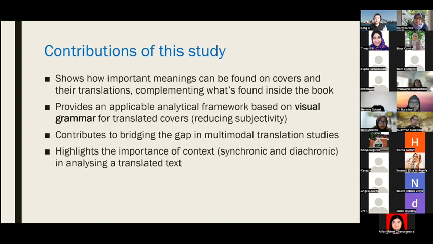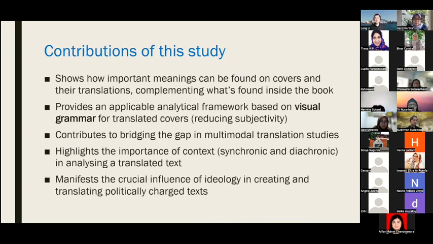It highlights the importance of context in analyzing any text, whether translated or not. And context can be synchronic, that is, differences between the United Kingdom and Taiwan, and it can be diachronic, so historical changes across time. We find that some differences between English and Chinese have been reduced with time. From 1991 to 2016, some differences have been reduced, perhaps as an influence of globalization.